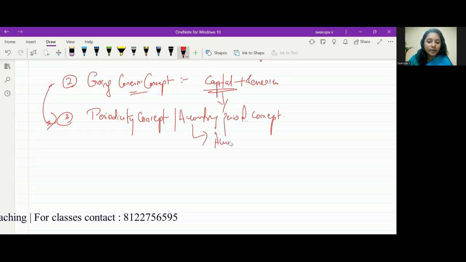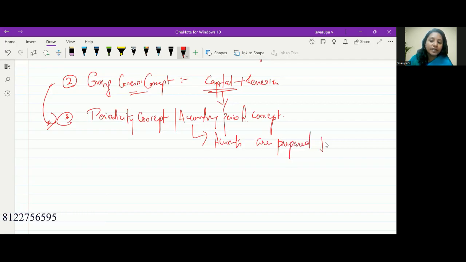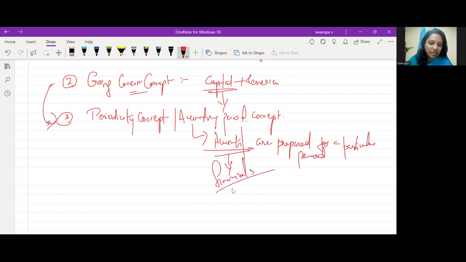The accounts are prepared for a particular period. I'll use the term financials. Financial statements. After bookkeeping, financial statements are prepared for a particular period so that we know the profit and loss for a particular period. And the balance sheet is prepared as on one date. Why? Because of the going concern concept. Our business is carried on forever.